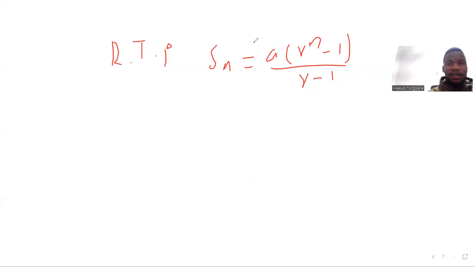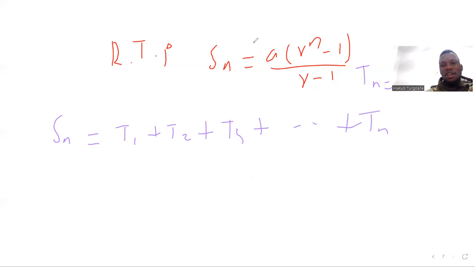Okay, so the first step, we're going to say Sn equals T1 plus T2 plus T3 plus up to Tn, right? Let's let this be equation 1. Equation 1. And let's just make things a little bit neater. So that's equation 1.